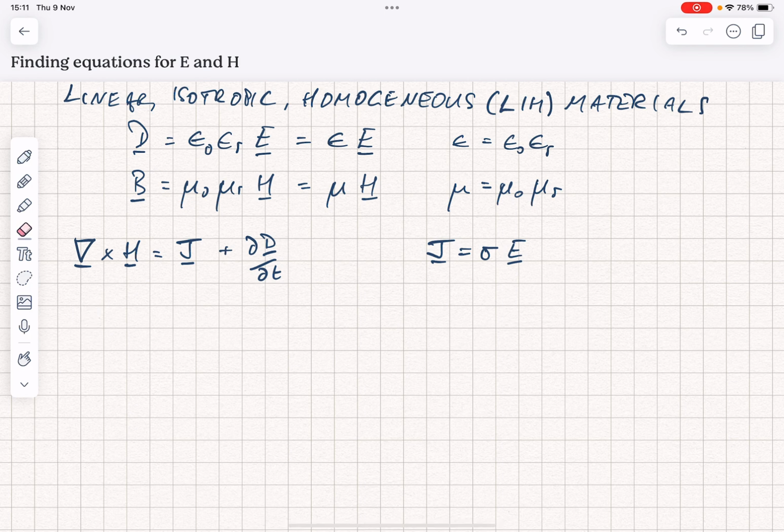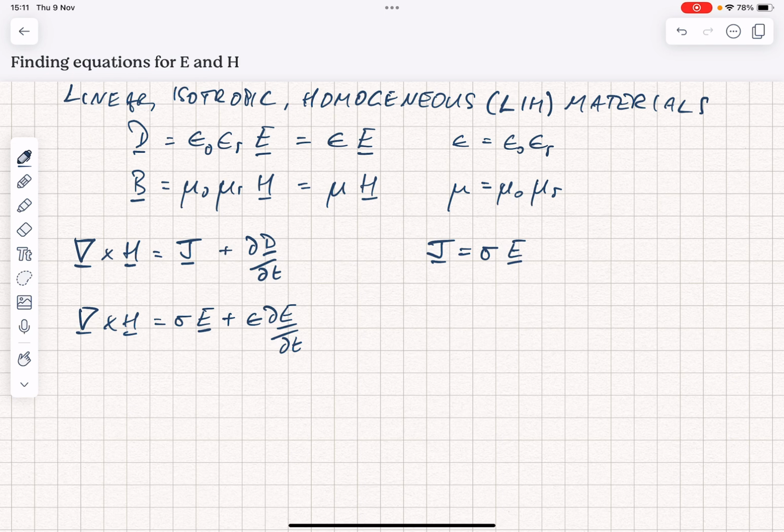So we can write the curl of H is equal to sigma E, and we're going to convert the D on the right-hand side into an E, so we'll just put that as plus epsilon dE by dt. We are, of course, assuming that epsilon itself is time independent. Epsilon naught is always time independent because it's a constant. Epsilon R is a material-dependent property, which could be time dependent, but in general we assume that it's not.